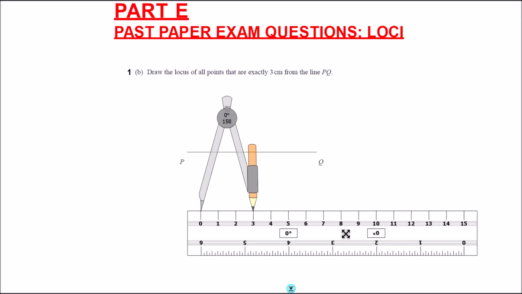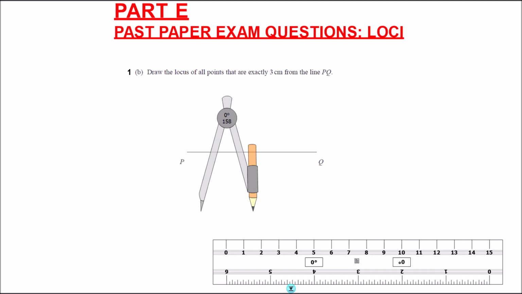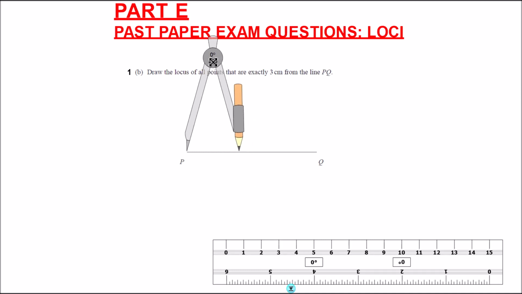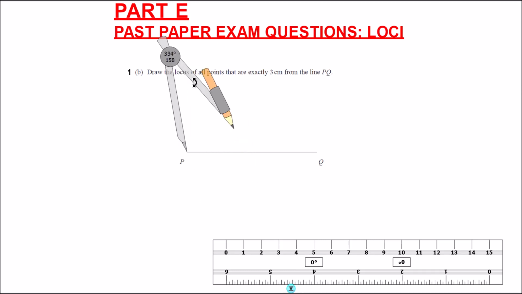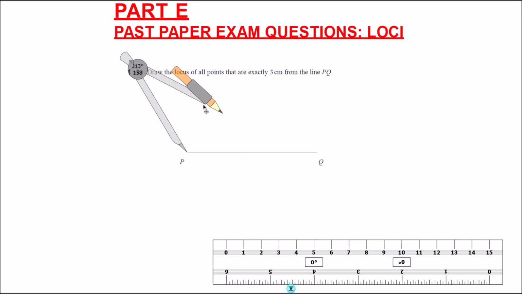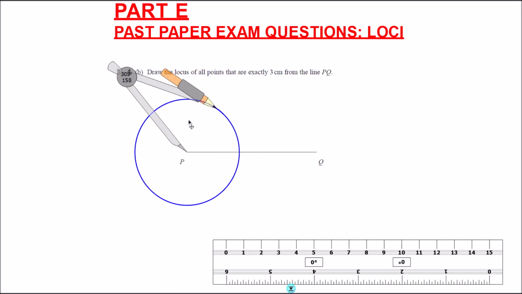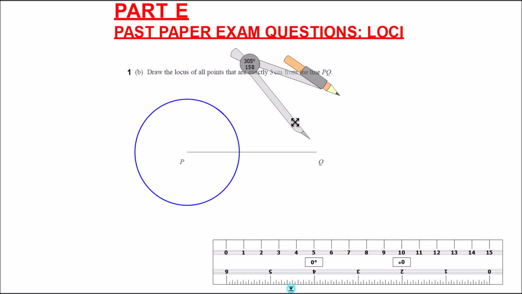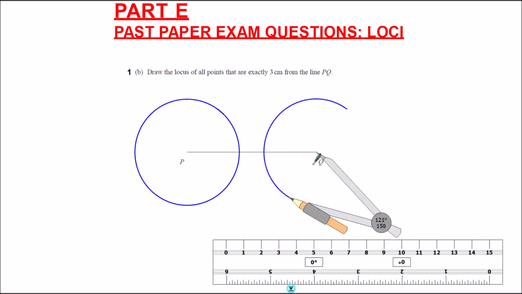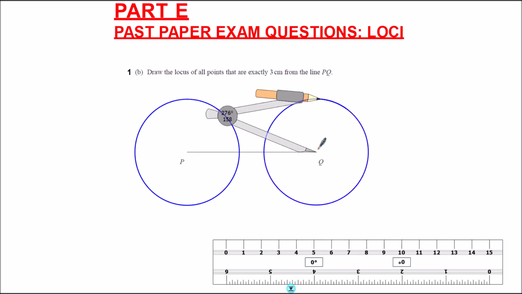So there we go. And from one end of the line, what we're going to do is put the compass needle at P and just draw a circle around P. So that circle is all the points that are 3 centimeters from point P. If we do the same at the other end, at point Q, do a circle which shows all the points that are 3 centimeters away from Q.